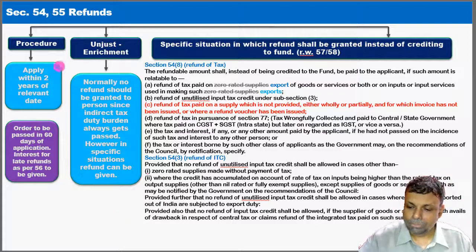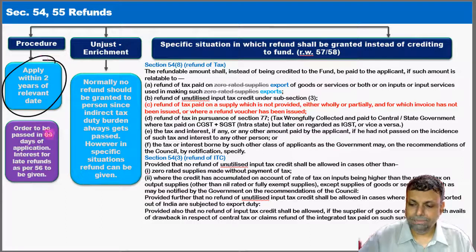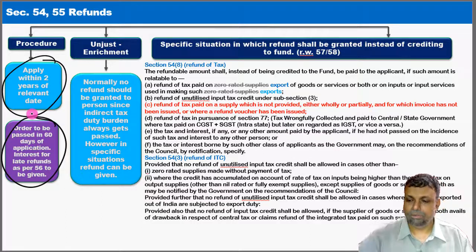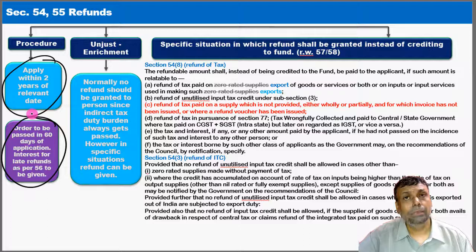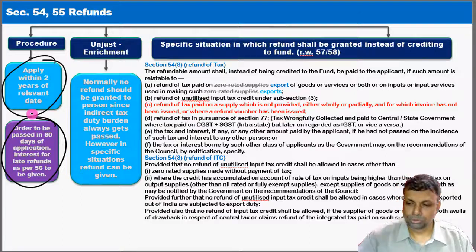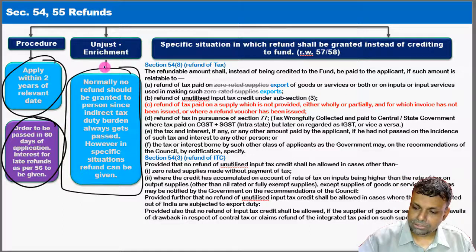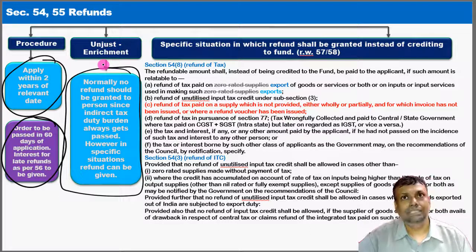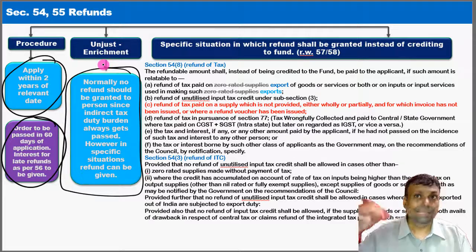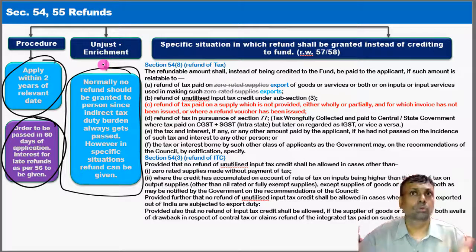So every person has to apply within a specified time, and the order has to be passed by the appropriate authorities to grant the refund or maybe to not grant the refund, depending on the situation. In other words, it is a procedure. The unjust enrichment, which I just told you, is a fundamental concept always accepted by the law under the indirect taxes, that normally the refund is never to be given. That means by default, the refund is to be given to the consumer welfare fund, except if you can prove that, okay, you are entitled to it.